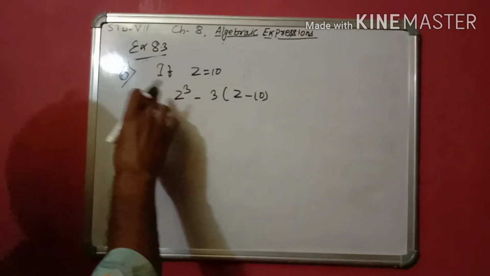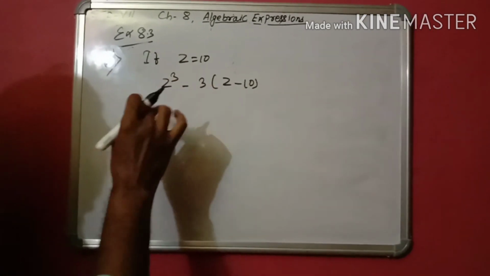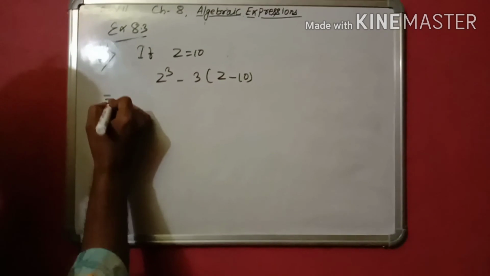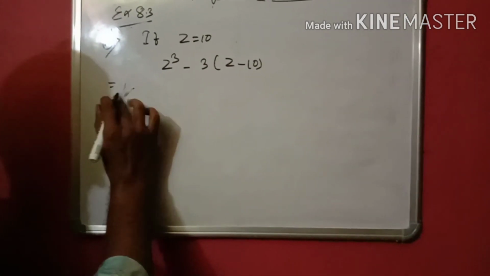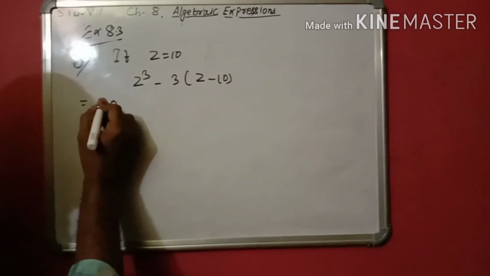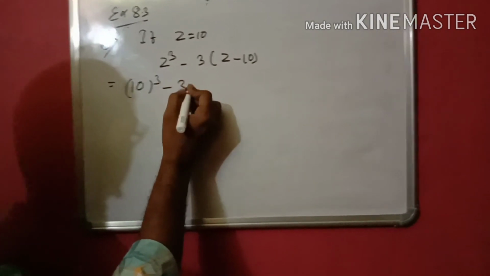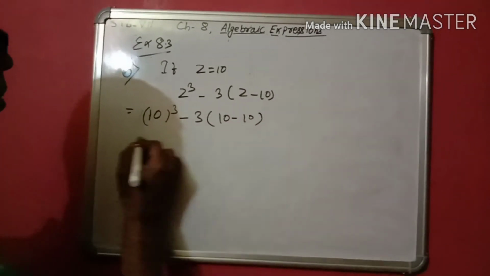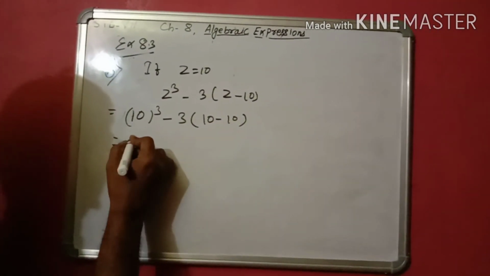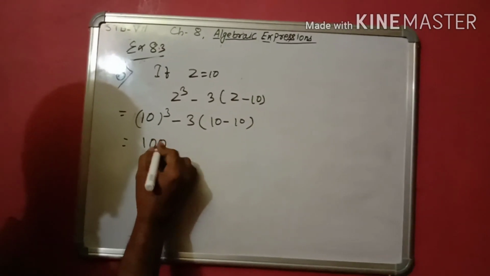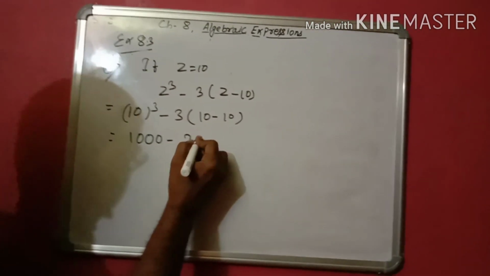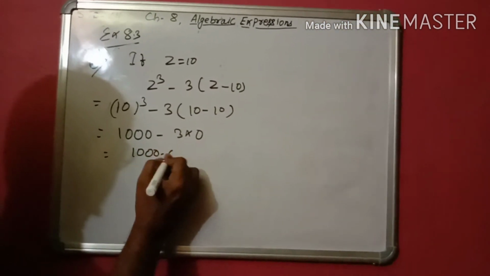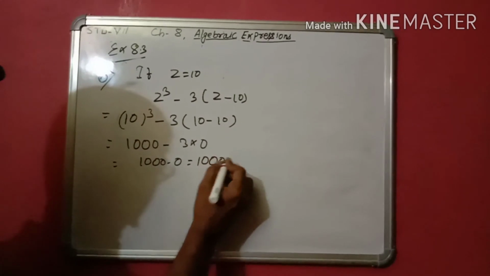Now one more sum. Question number 6, it is given that z equal to 10, find z cube minus 3z minus 10. So as we know, I can write z cube means instead of z I can write 10. 10 cube minus 3 into z, the value of z I can put 10 and this is minus 10. So 10 into 10 into 10 means 1000 minus 3 into 0, therefore 1000 minus 0 equal to 1000.